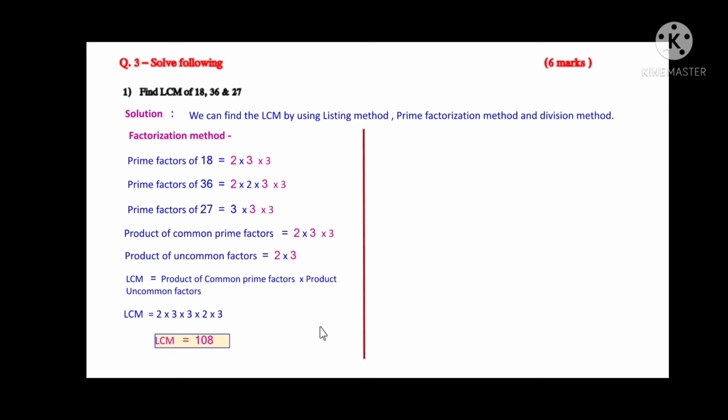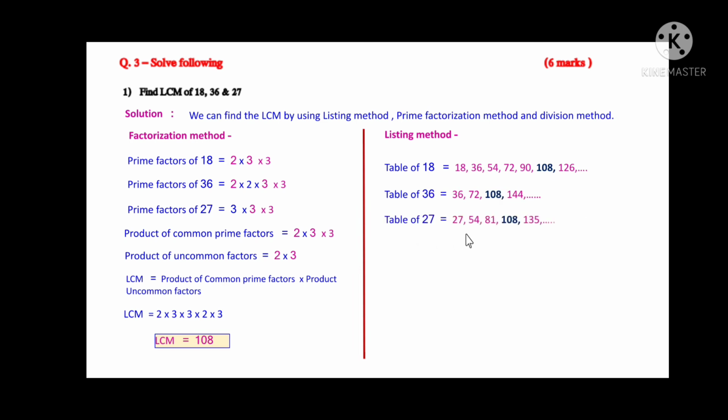Next, one more method we'll consider, that is the listing method. Friends, here the table of 18 is 18, 36, 54, 72, 90, 108, 126 and so on. And the multiples of 36 are 36, 72, 108, 144 and so on. The table of 27 is 27, 54, 81, 108 and 135. You will come to know that 108, 108, 108 are shown in black color, since this is the first common multiple in the given lists.